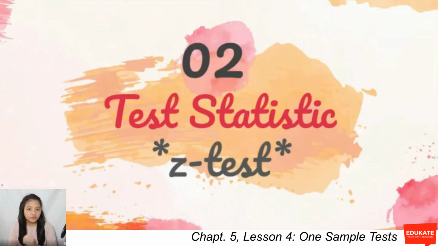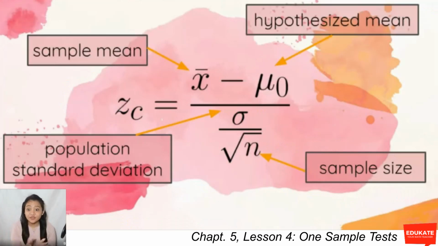How about the formula that we're going to use in computing for the test statistic under z-test? So the formula is as follows. Wala masyadong pinagkaiba dyan. Pinaka nagkaiba lang yan, your sample standard deviation would now become your population standard deviation, which will give us a formula of sample mean minus hypothesized mean all over the fraction population standard deviation over the square root of your sample size.